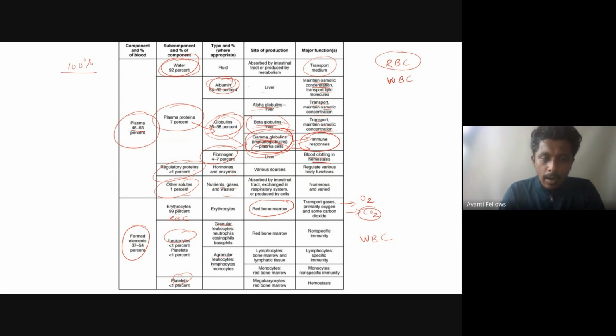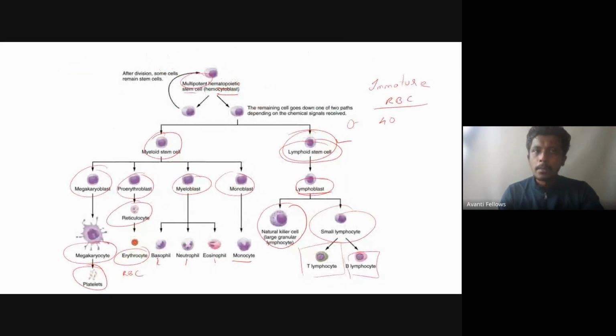Now coming to formed elements. What are formed elements? All the cellular parts, for example red blood cells, white blood cells, and platelets. Next we talked about how the cells of the blood are formed. In our blood, we can see many different types of components such as platelets, erythrocytes, which are also called red blood cells, and basophils, neutrophils, and eosinophils, which together we call white blood cells. Then we have other immune cells called monocytes, natural killer cells, T lymphocytes, and B lymphocytes.